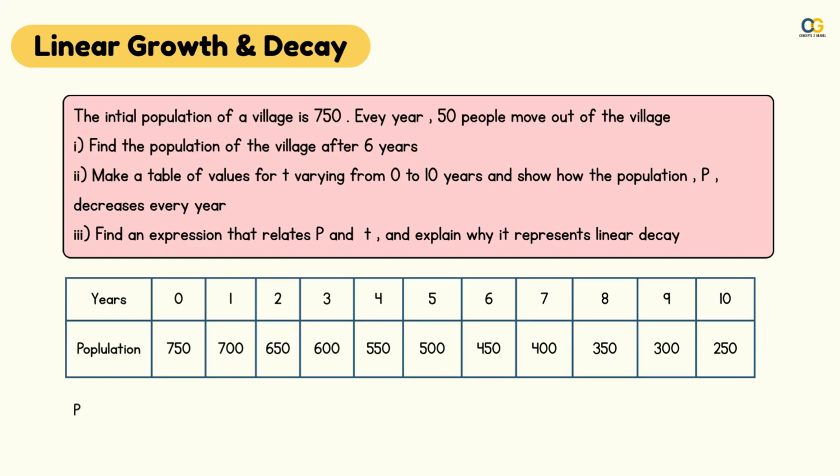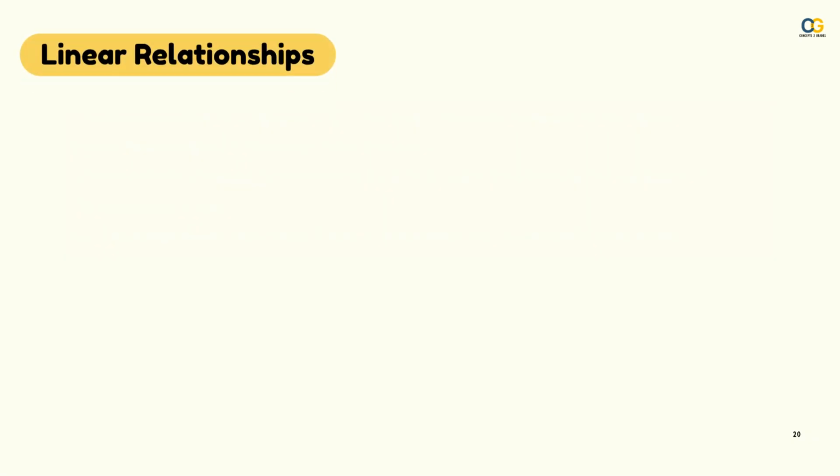Now the expression that relates this is what we had written earlier. Population will be 750 minus 50t. And this is a linear decay as the sequence value continues to reduce over the years. Moving on to linear relationships. Let us write all the linear equations that we have written so far.